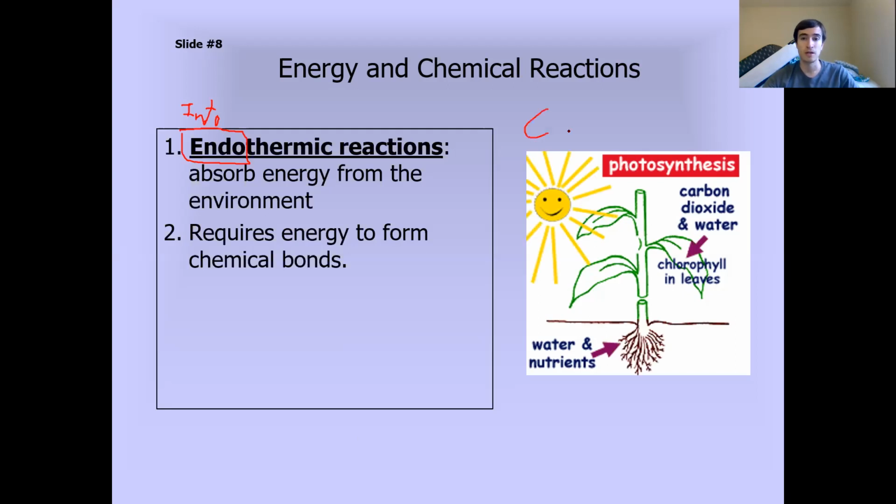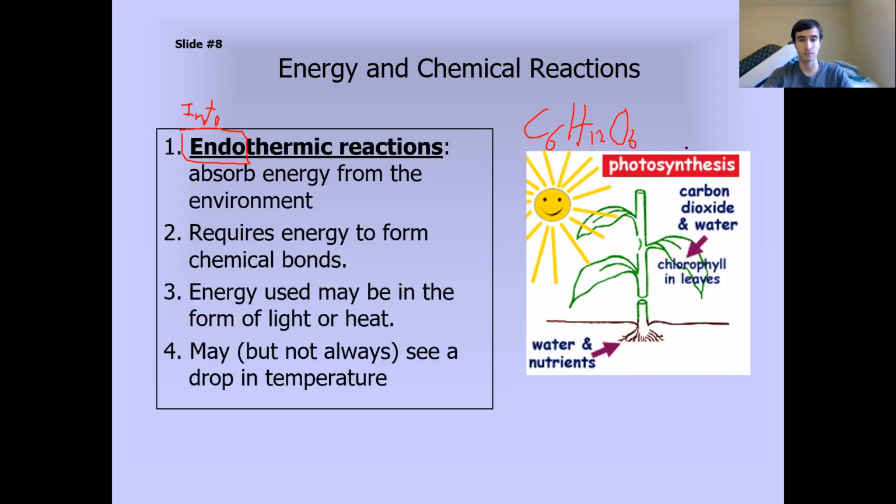Sugar is a pretty big molecule, C6H12O6. And so it takes a lot of energy in order to put that molecule together from the random bits of CO2 and H2O that the plant gets from the environment. So it has to absorb that sunlight energy. That's what gives it the energy in order to create this big sugar molecule. So it's taking in energy from the environment and using it to build some sort of new molecule.